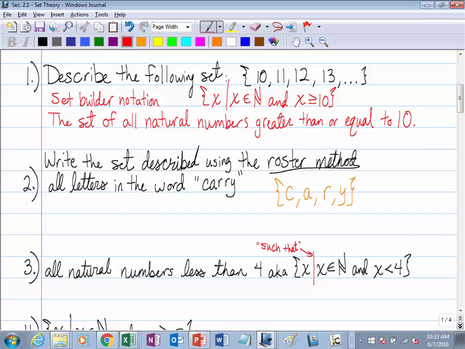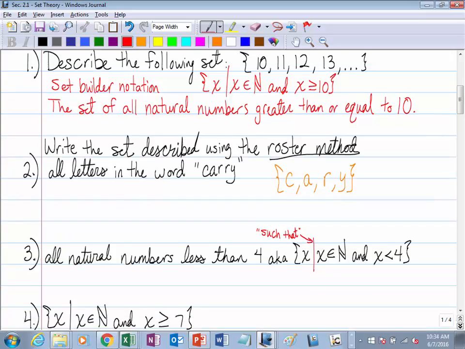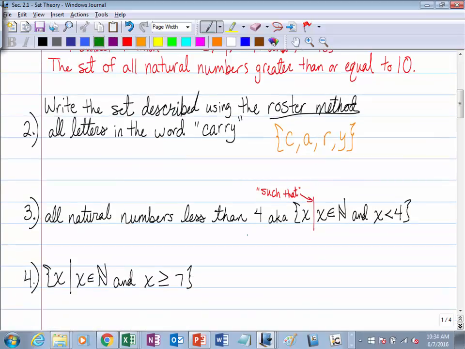All right, so number 3, we're going to want to rewrite this using the roster method. All numbers less than 4, all natural numbers less than 4. So using set builder notation, it would look like this: x such that x is an element of the natural numbers and x is less than 4. So the natural numbers less than 4 would just be 1, 2, and 3. So the set just is a set containing 1, 2, and 3.